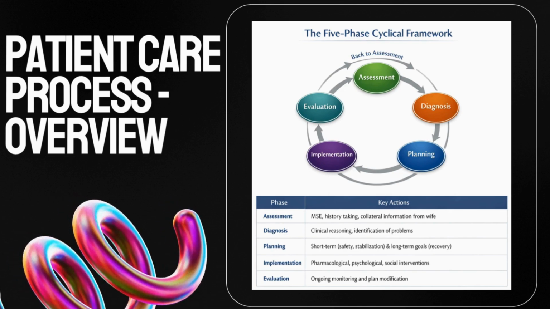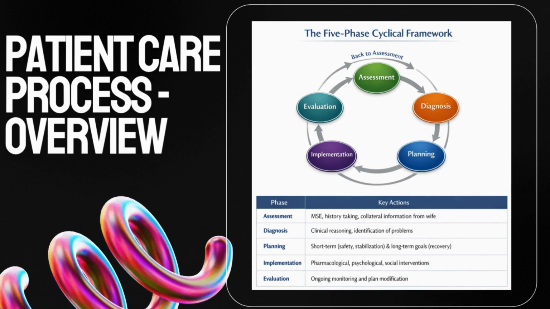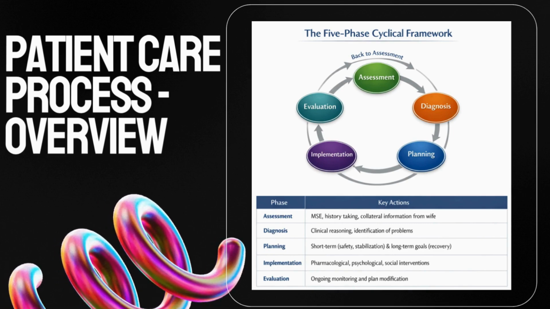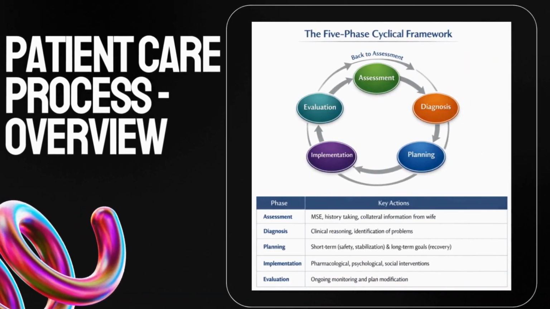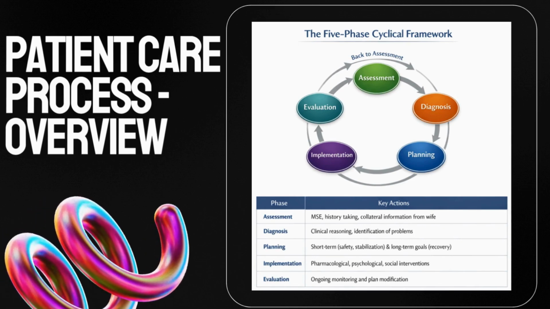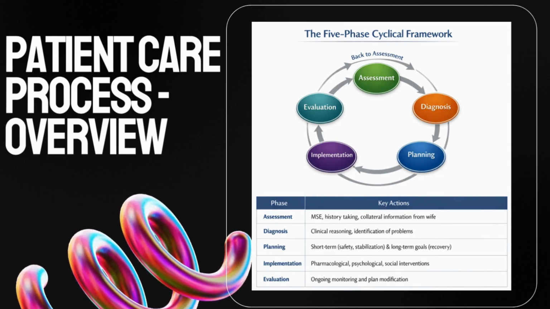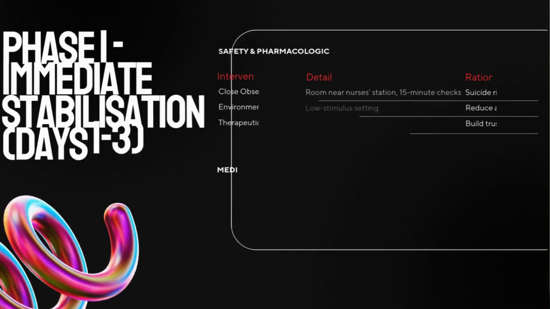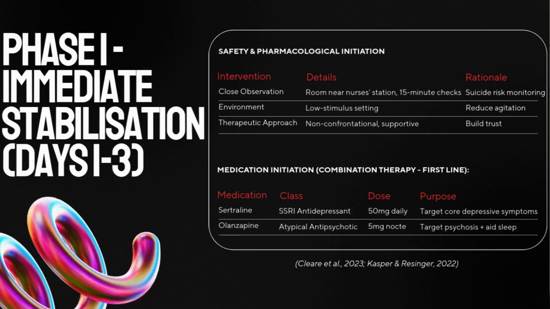Then comes implementation, where we deliver pharmacological, psychological, and social interventions. And the last one, not least, is evaluation, involving ongoing monitoring and modification of the plan, which then cycles back to assessment. This is not a linear checklist, but a continuous, dynamic process. Okay, slide 8. Phase 1 is immediate stabilization, days 1 to 3.